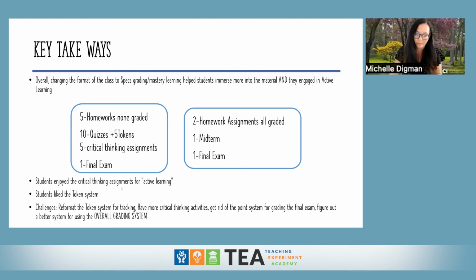Students really enjoyed the critical thinking for active learning. Students like the token system. And just a key takeaway, I need to make sure that everything is outlined better so that students get this information more cleanly and there's no confusion. Also, I'm not going to be changing things in the middle of class. For me, this was really a learning experience, but I have a much better grasp now on how to present that to students so they're not confused.